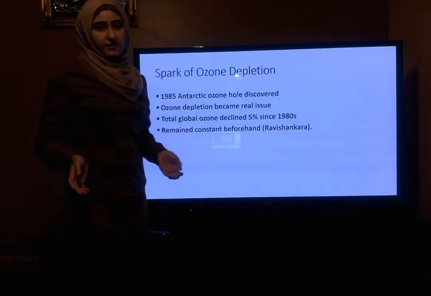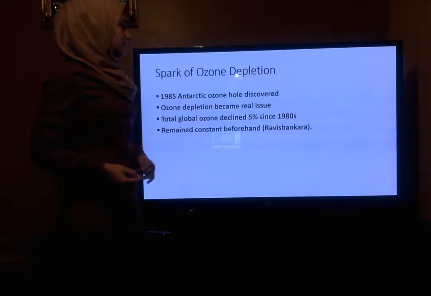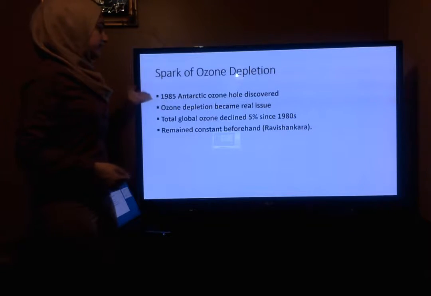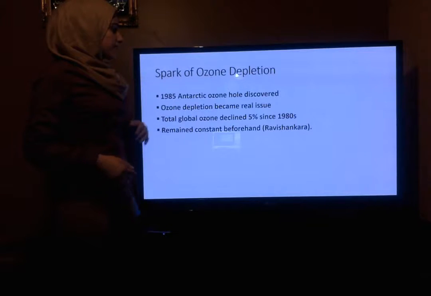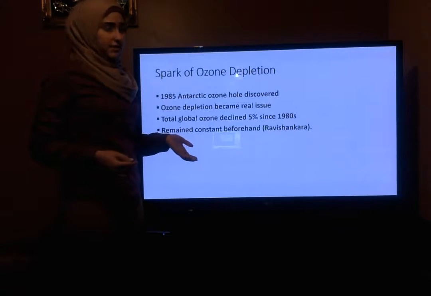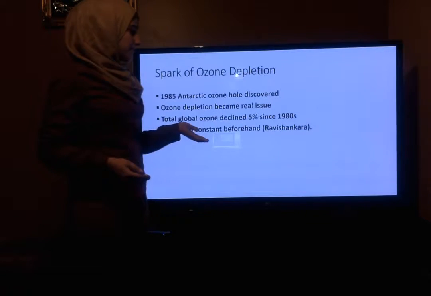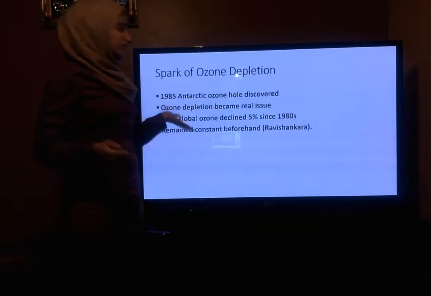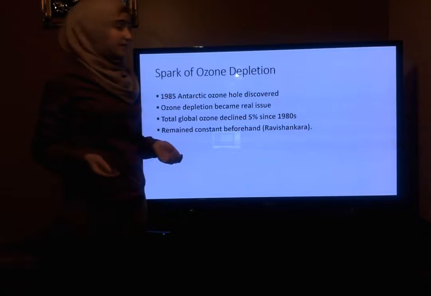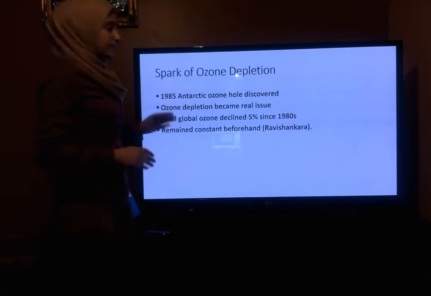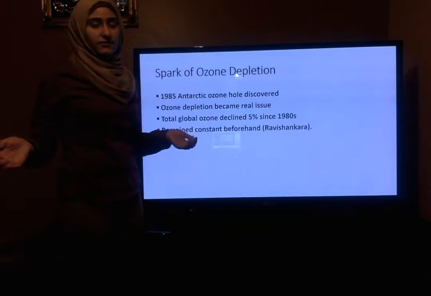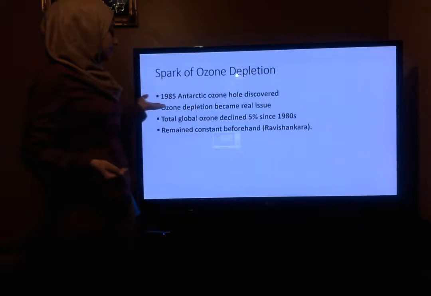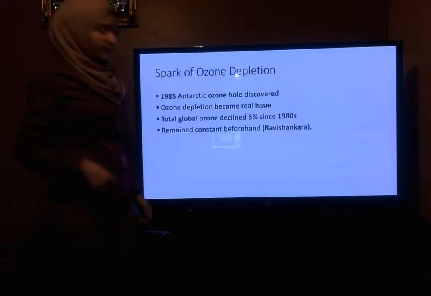One thing that caused the main concern about ozone depletion is the Antarctic ozone hole, which was discovered in 1985. This was recorded in a thesis paper by Ravan Shankara, in which he discussed that total global ozone declined by 5% since the 1980s, and it remained constant beforehand, and that's what shocked many scientists. And so the ozone depletion became a real issue at that point.